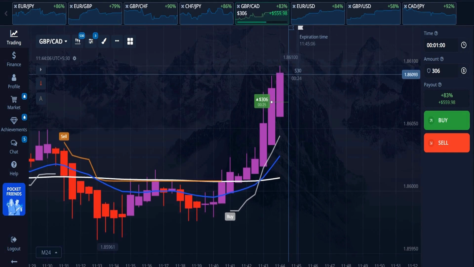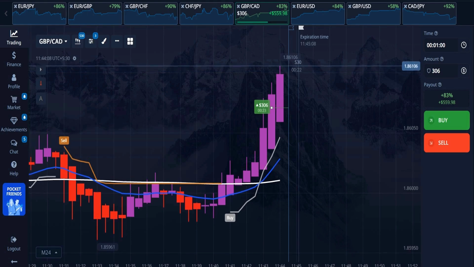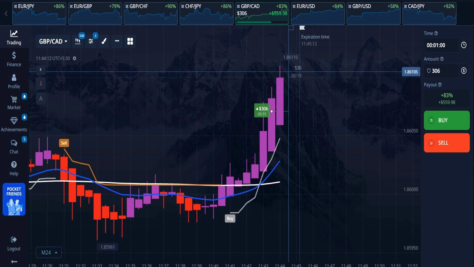Now it's time to wait and see. Will this trade end in profit or not? Let's sit tight and watch how this trade plays out in real time. This is where patience is key.